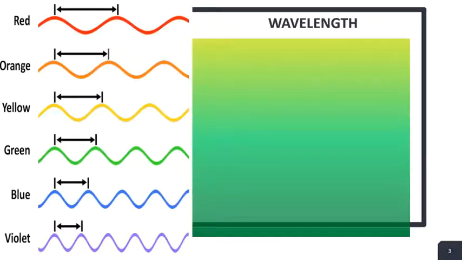Now for dispersion, wavelength is an important part that we need to understand. Here on the left hand side you can see that every color is showing some waves. Now the length of the wave is determined by the distance between these two peaks, and this distance is called the wavelength. So for violet color you will see the distance is smaller and it goes on increasing when the color changes up to red. So let us see what is wavelength.